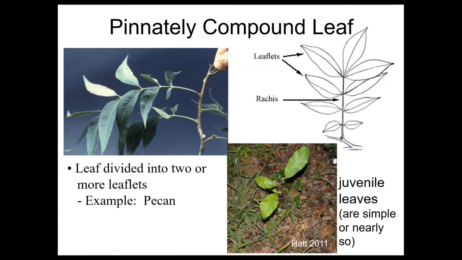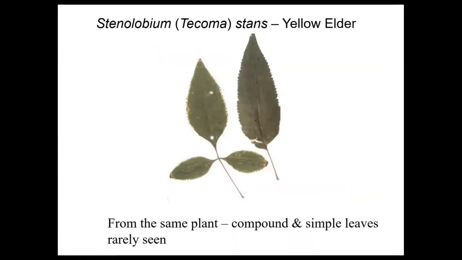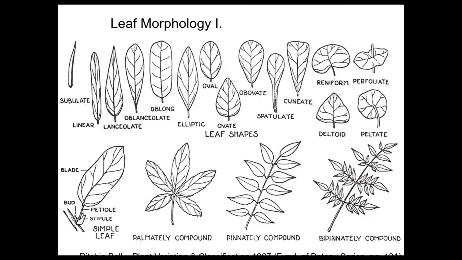But ash trees do the same thing. And by the way, you have 3 leaflets here on this one. So this shows that the simple leaf is the primary leaf and the compound leaf is a specialization of that. All right, Tecoma stans has another name, I think, but yellow elder is a tropical shrub in the Catalpa family, with simple and compound leaves on the same plant.